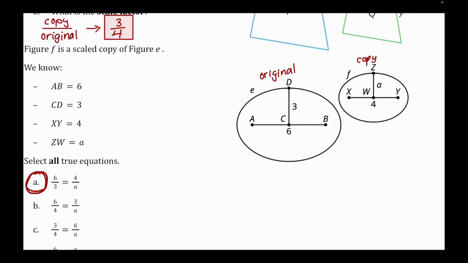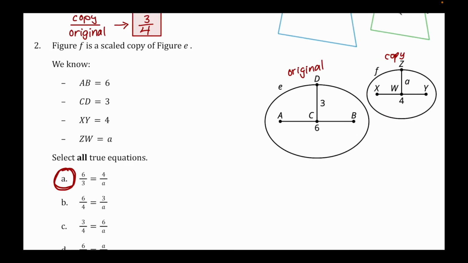It would have been incorrect if we said 6 over 4 is equal to a over 3. That would not have worked because we would have gone in the wrong order. We would have compared original to copy, but then copy to original. We want to make sure that we're going in the same direction when we're comparing piece to piece. So B is true. This one was also correct.